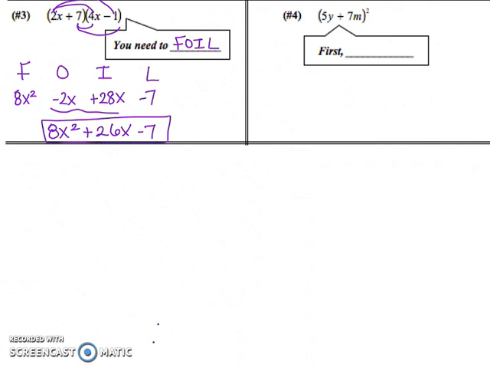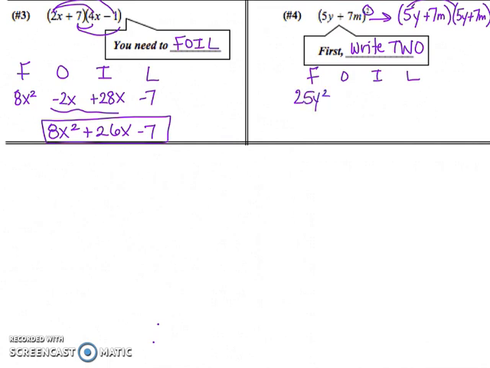In number 4, I have a binomial squared, okay? So my first step here is going to be to write two of them. This squared right here really means that I have 5y plus 7m times another 5y plus 7m. And when I FOIL this out, I'm going to end up with 4 terms. 5y times 5y is going to give me 25y squared. 5y times 7m is going to give me positive 35. And you could either write my or ym. It doesn't matter. I'm going to write my just because that would be alphabetical.